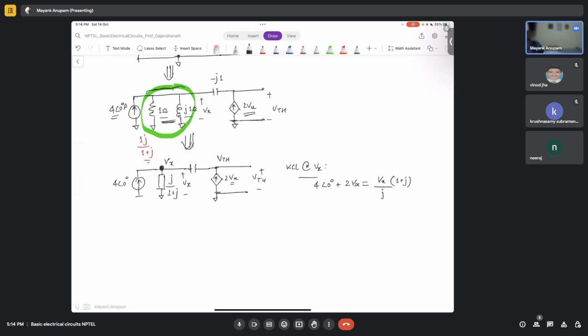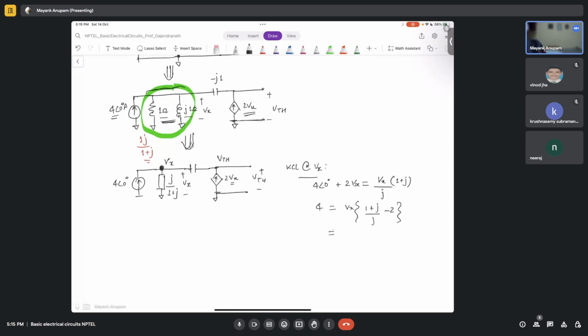So we will directly find out what is Vx with this. We will have to convert to polar. 4 angle 0 is nothing, 4 angle 0 is simply 4, that is 4 plus j0. So there is nothing to convert here. So it's simply how much? Let's do this: 4 plus 4 equal to Vx times 1 plus j divided by j minus 2, right?